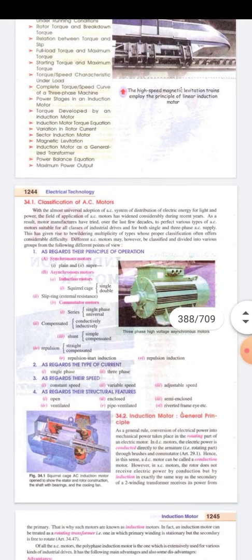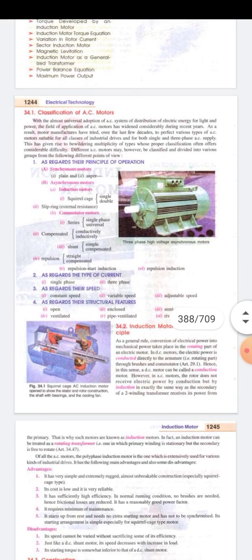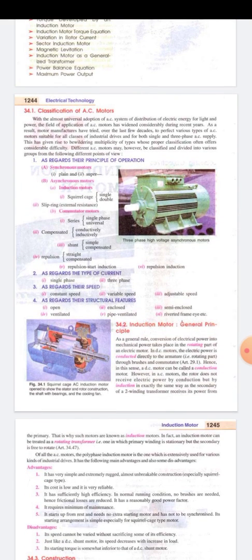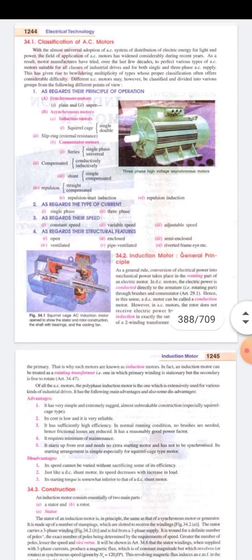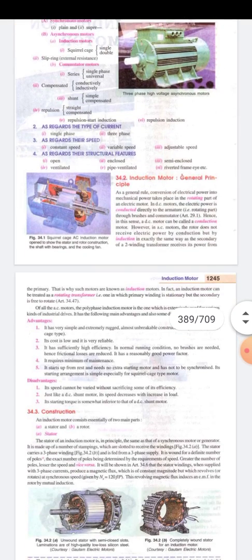As regards the principle of operation, they are of synchronous and asynchronous type. So under asynchronous motors, induction motors lie. Induction motors are again of slip ring, that is single, double, squirrel cage type, commutator motors, compensated types and repulsion type. As regards the types of current, they are of single phase and three phase type, and as regards their speed, they are of constant, variable and adjustable type of induction motor.